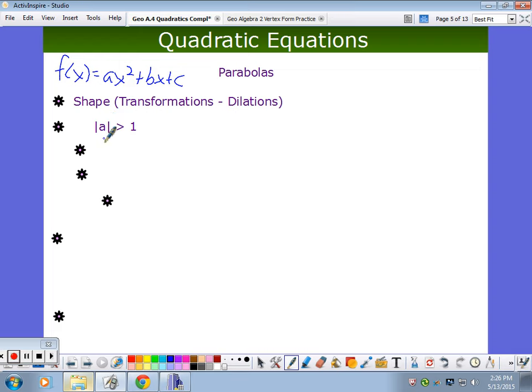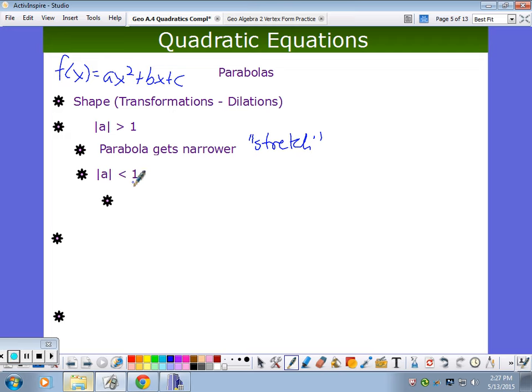Absolute value. So what is this trying to say? The absolute value of a is bigger than 1. What does that mean? Okay, so whatever A is, make it positive, and if that number is bigger than 1, we call that the magnitude of A. It means disregard the sign in front. Just worry about A. If it's negative 2A, just worry about the 2. So if that number is bigger than 1, what happens? The parabola gets narrower. We call that a stretch.